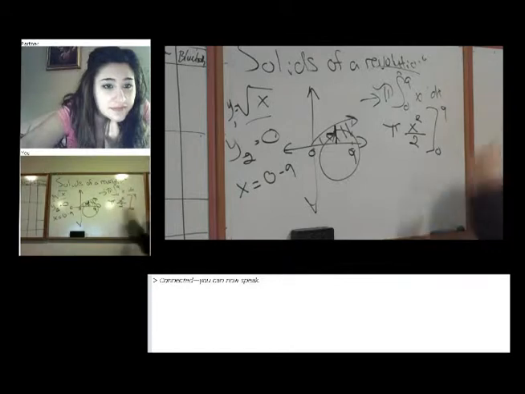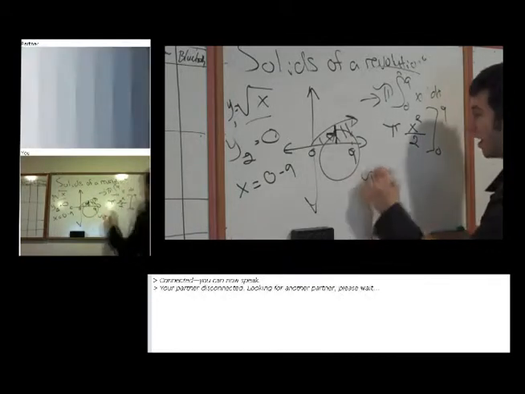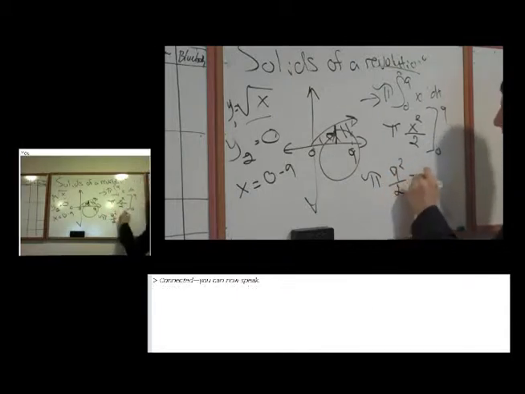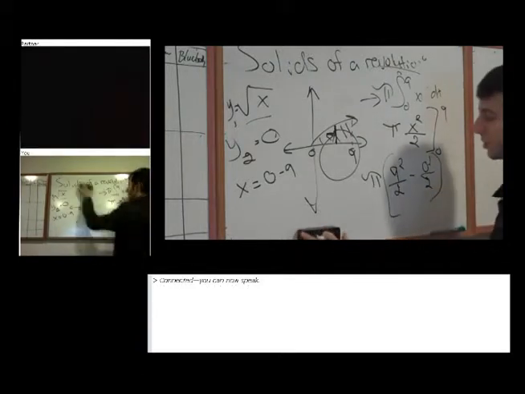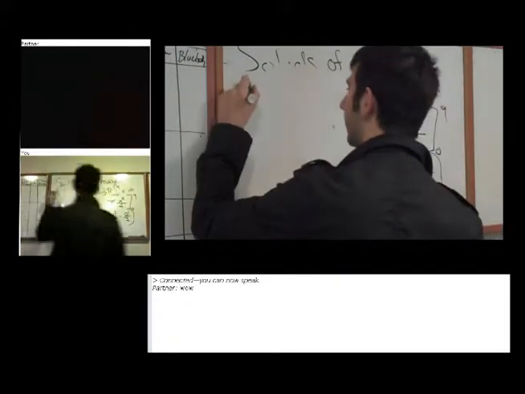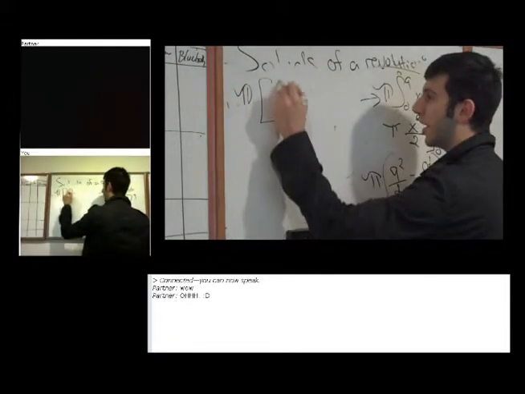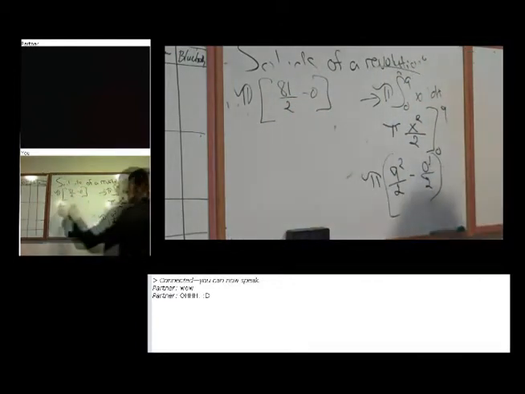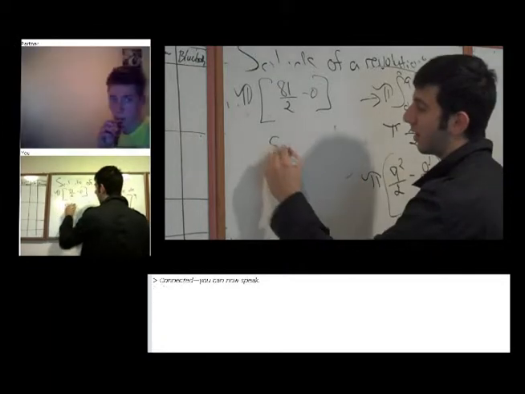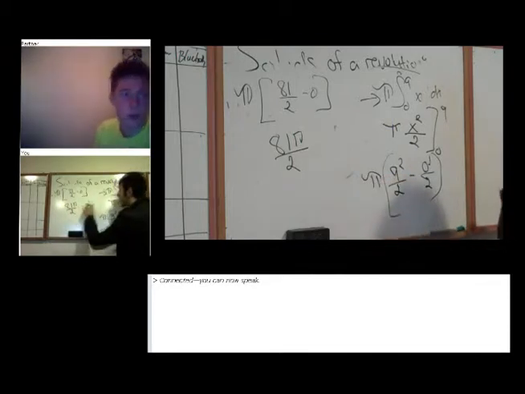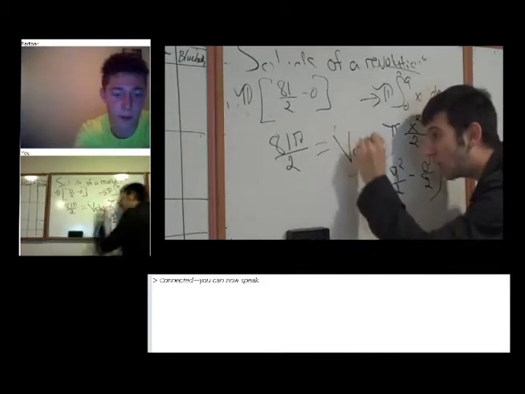Now we plug in the 9 and then we plug in the 0. So you get pi times 9 squared all over 2 minus 0 squared over 2. This is equal to pi times 81 over 2 minus 0. So now we get 81 pi over 2. This is equal to your volume.